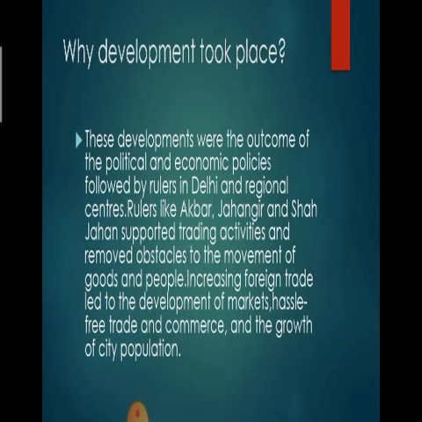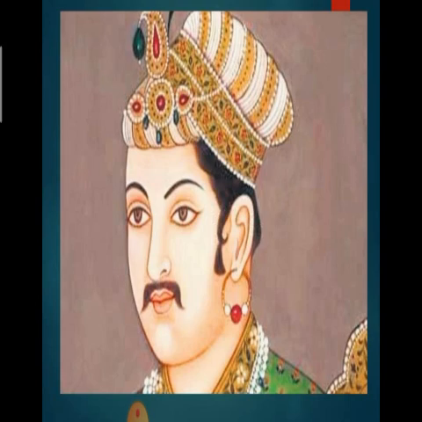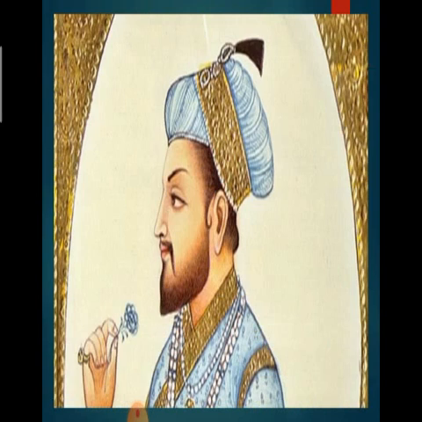These developments were the outcome of the political and economic policies followed by the rulers in Delhi and regional centers. These towns grew into trading and industrial centers, which in turn led to general prosperity. Rulers like Akbar, Jahangir and Shah Jahan supported trading activities and removed obstacles to the movement of goods and people. Increasing foreign trade led to the development of markets, hassle-free trade and commerce, and the growth of city population. The production of handicrafts increased in order to keep up with their demand abroad.